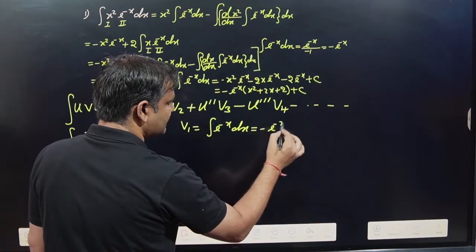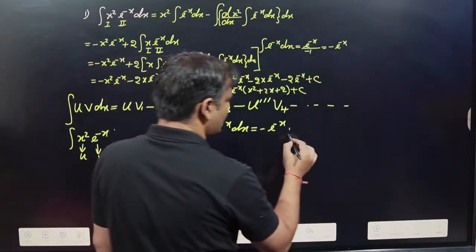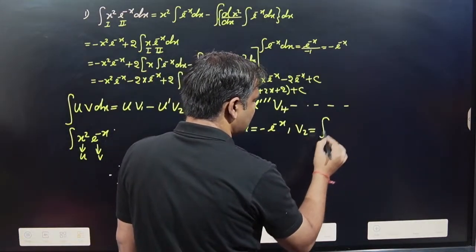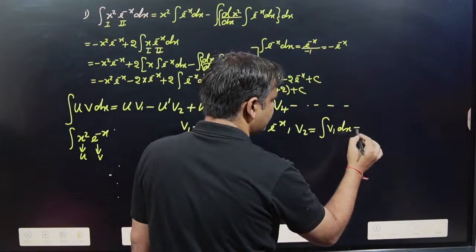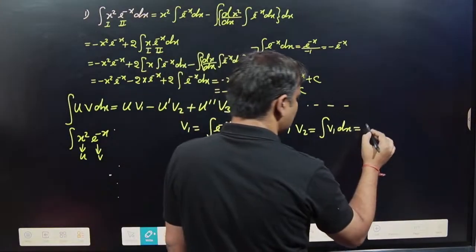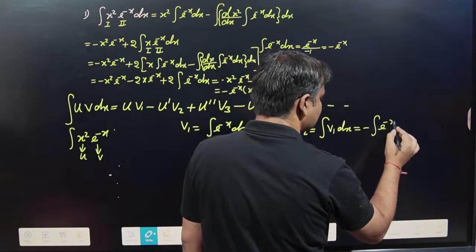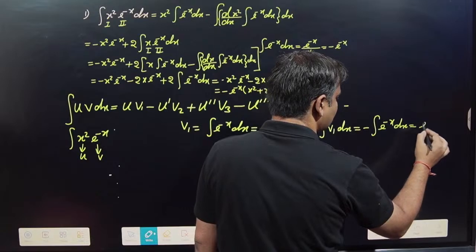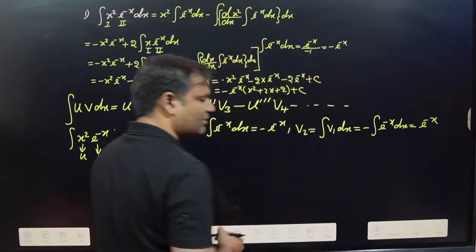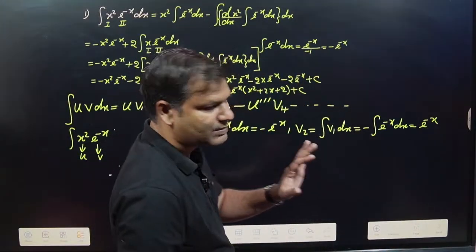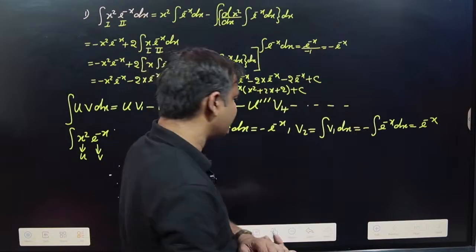Minus e to power minus x. What about v2? v2 means integration of v1. So v1 is how much? Minus e to power minus x dx. So what about that value? e to power plus x, sorry, plus e to power minus x.